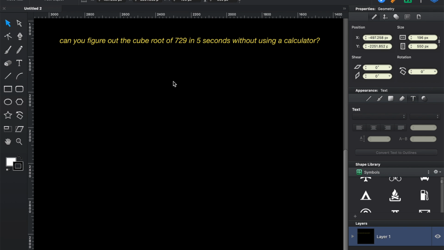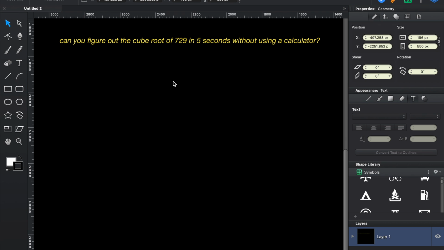So without further ado, can you figure out the cube root of 729 in 5 seconds without using a calculator? I'll give you 5 seconds. Ready, set, go. Okay, if you got the right answer, you should have gotten 9. If you did get that answer, congratulations. That's not that hard. I don't think many of you know the answer to that one, unless you got bored and wanted to memorize all the cubes of the numbers 1 to 10.